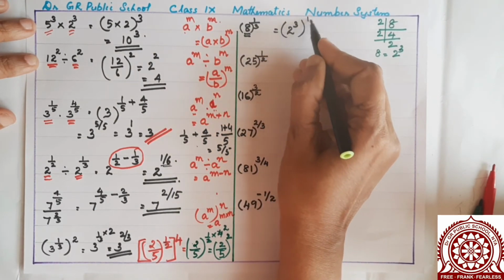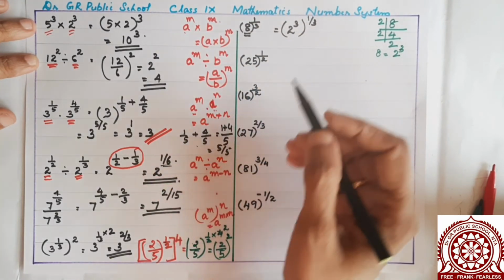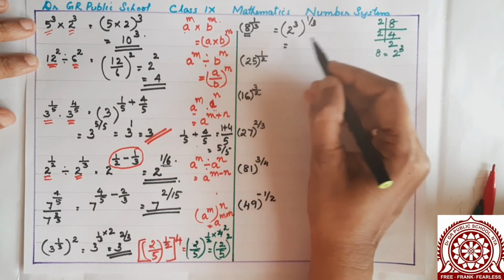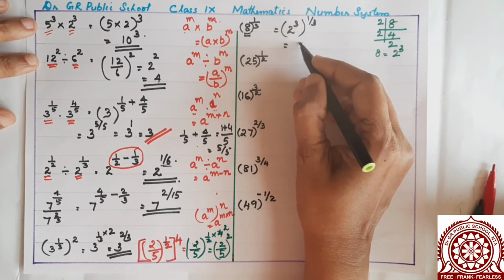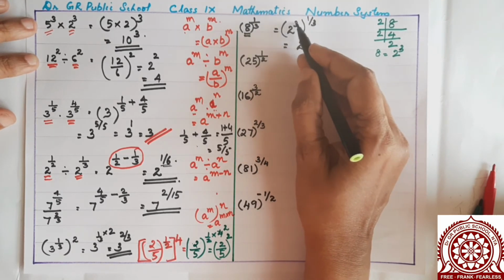Then we have 1 by 3, the given power. Now, again, a raised to m, the whole raised to n, so a raised to m into n.